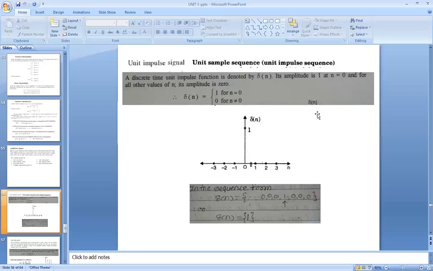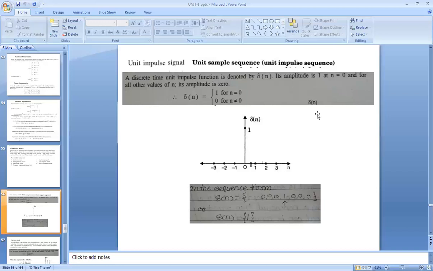In a graph, it is represented in this fashion. On the x-axis, n is written, and on the y-axis, del of n is written. Del of n is equal to 1 at n equal to 0. Remember, all other points, for example 1, 2, 3, minus 1, minus 2 and minus 3, only dots are shown there because their value is 0. That is, del of n is equal to 0 for n not equal to 0.